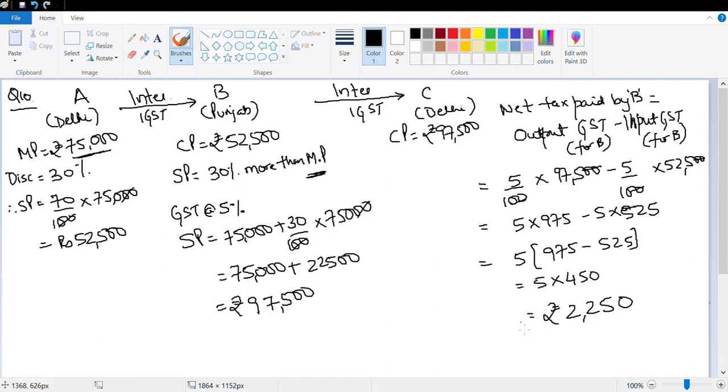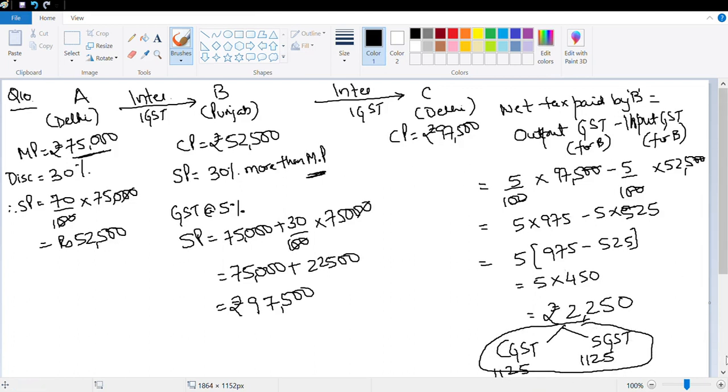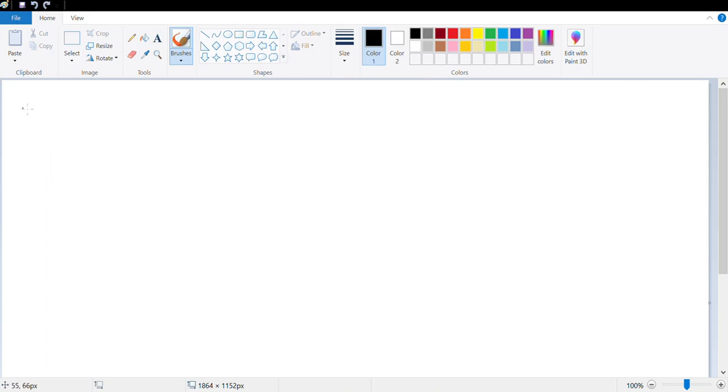Now, in case there were two components to it, then I would convert this into CGST and SGST, which will be 1125 and 1125. In this question, since this is interstate, this is not valid. But I repeat, this year you will have only questions on intrastate in your ICSE exam. And let's move on to the last question in this exercise, question number 11.